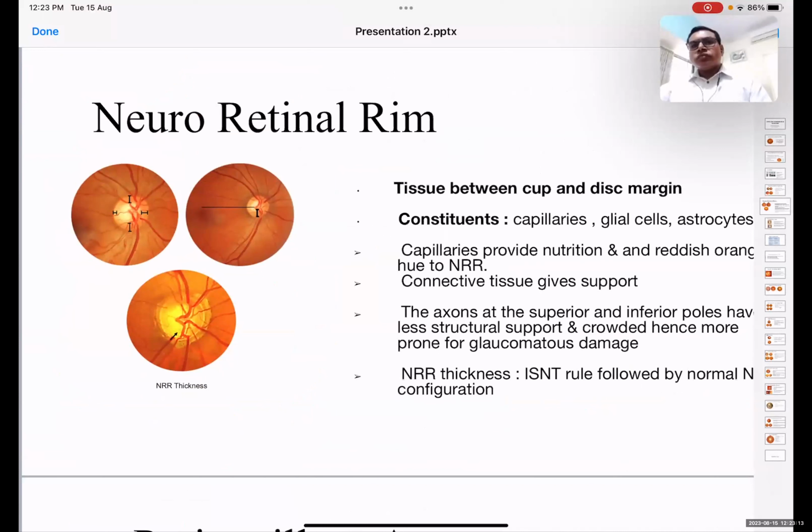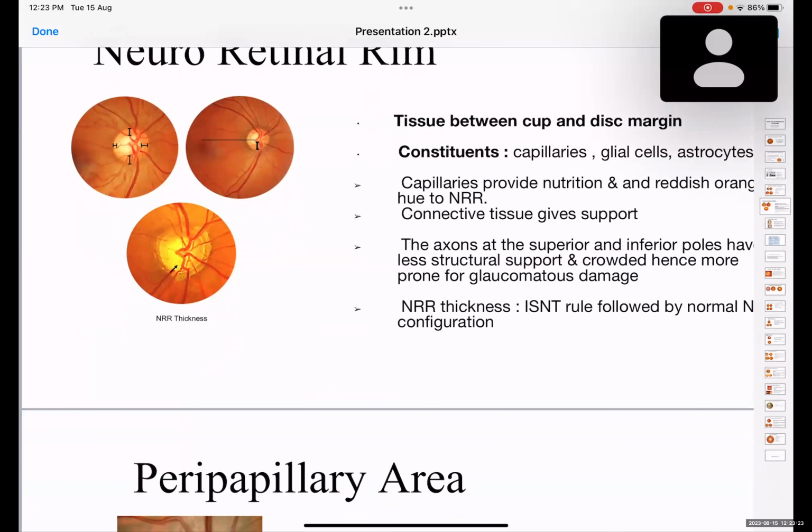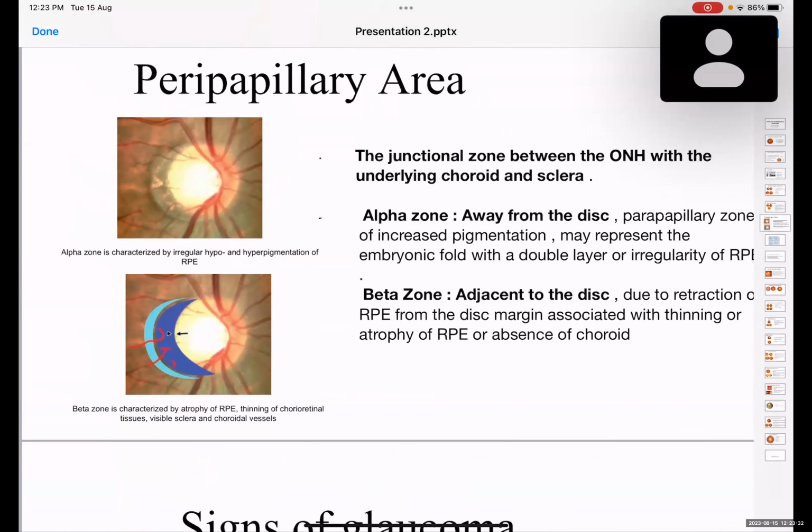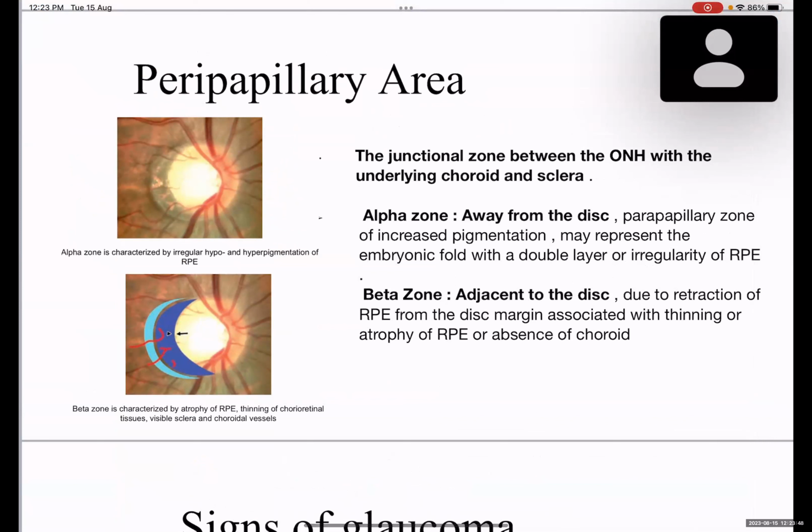Neuroretinal rim is the tissue between the cup and the disc margin. Constituents include capillaries, glial cells, astrocytes. The axons at the superior and inferior poles have less structural support and are crowded, hence more prone to glaucomatous damage. Parapapillary area is the junctional zone between the optic nerve head and the underlying choroid and sclera. Two zones: alpha zone and beta zone. Alpha zone is away from the disc. Beta zone is adjacent to the disc. Beta zone is more important for glaucoma progression.